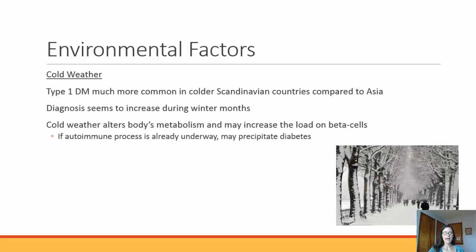And then we also know that we have higher risk of type 1 diabetes in environments that are colder. And I've heard this definitely with multiple sclerosis too. I'm not sure if it's necessarily the cold, but in this resource that I had, it said that it altered the body's metabolism and can increase the load on beta cells. I know with MS, the thought is that vitamin D could also have an impact. So I'm not really sure if that would play into this conversation as well.